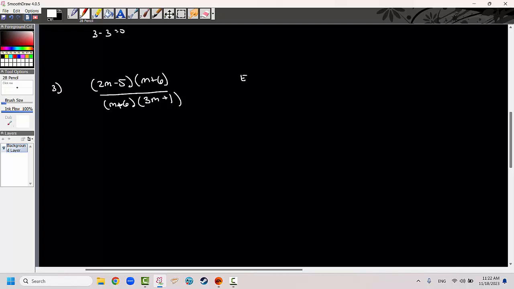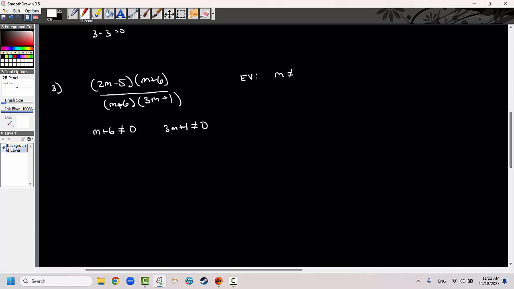excluded values first. Well, what can't m be? Remember, in a fraction, 0 cannot happen in the denominator, in the bottom. So in order to find out where these things equal 0, what you could do is you could say, all right, well, m plus 6 cannot equal 0, and 3m plus 1 cannot equal 0. And that will give you what your excluded values are going to be.